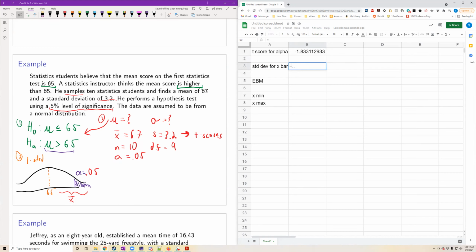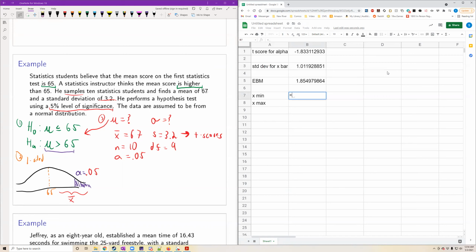Next, I need my standard deviation. We're going to take the 3.2 and divide by the square root of 10 to account for the fact that it is a sample whose standard deviation we want to look at. Gives us 1.01. For EBM, we'll multiply these two together. I'm going to include a negative sign to flip the t-score. And then we can find an x min and an x max.